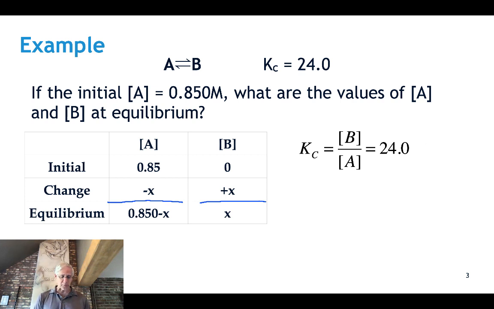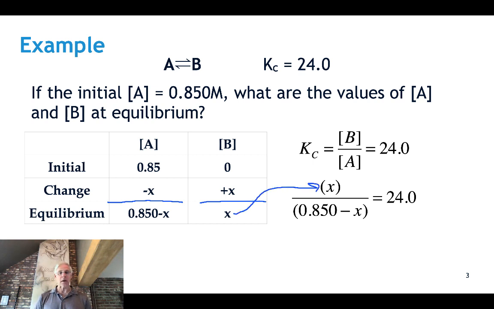So here's our equilibrium constant expression. At equilibrium, it's going to be equal to the concentration of B over the concentration of A. They have no exponents because their balancing coefficients are both 1. And so we know that that equilibrium constant is equal to 24. So we plug in the values we know. We know the concentration of B at equilibrium is X. That comes from right here. And the concentration of A at equilibrium is 0.85 minus X. So that comes from right there. And we know that that has to equal 24.